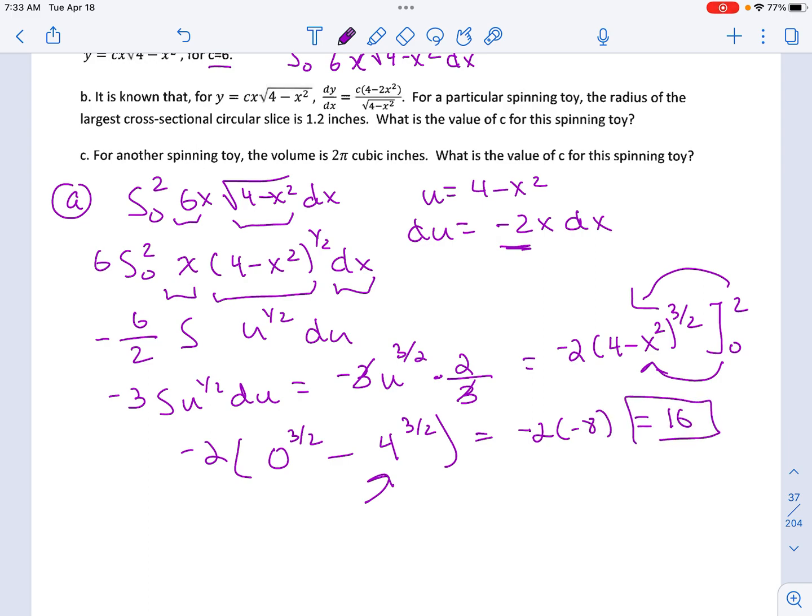Okay, so this is a 3-point question. 1 point for the setup, 1 point for doing the antiderivative, and then 1 point for getting to the numerical answer.